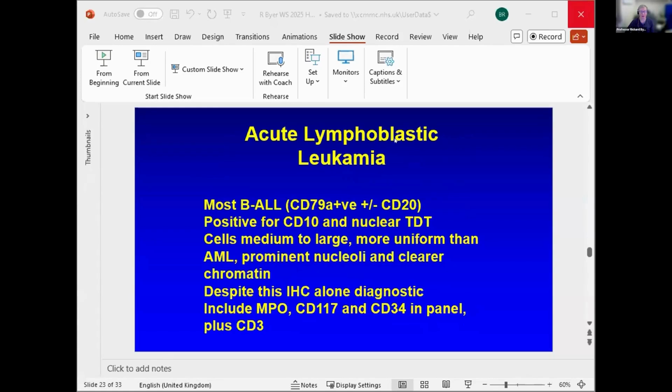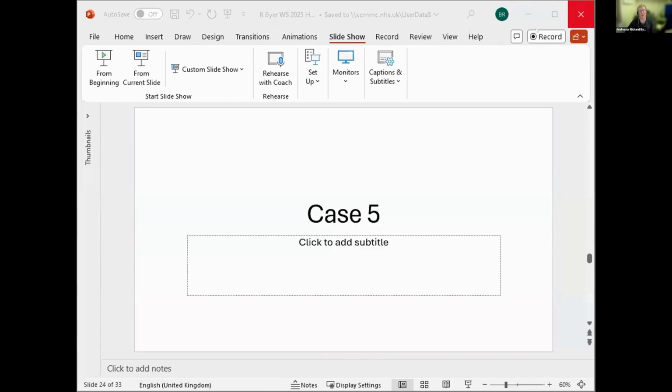And then acute lymphoblastic leukemia, most of them are B. They'll be positive for CD10 and TDT. As I've said, the cells are more uniform, more prominent nucleoli and clear chromatin. But despite this, immuno alone is diagnostic for those.